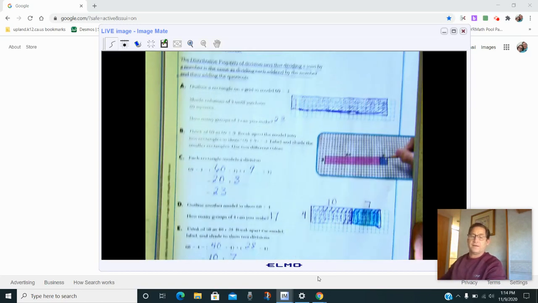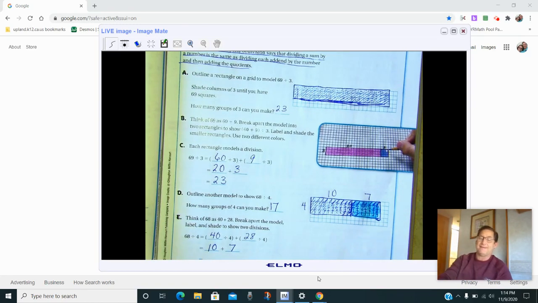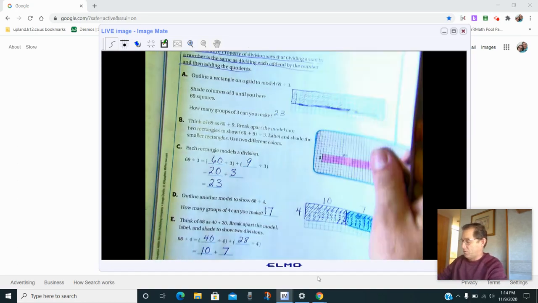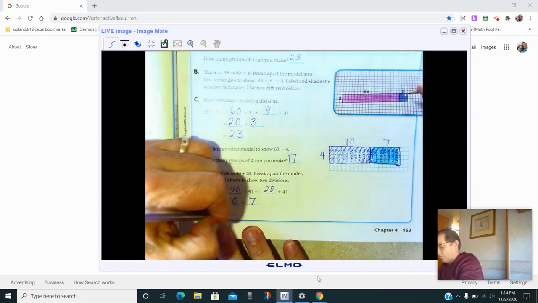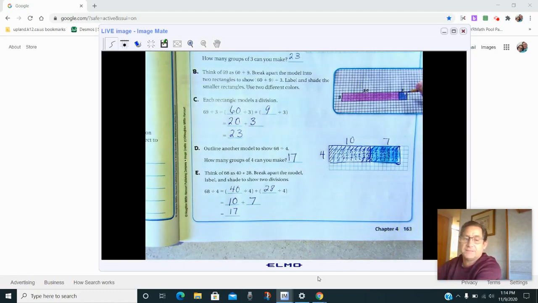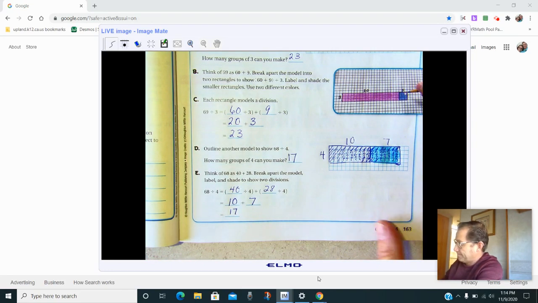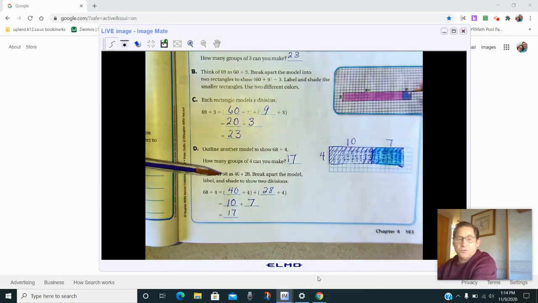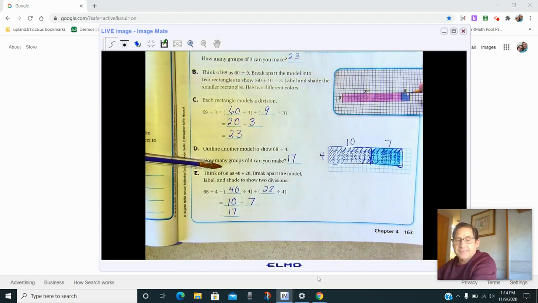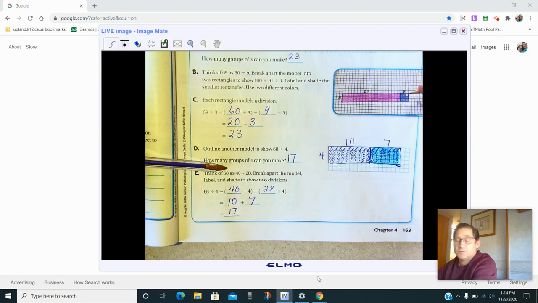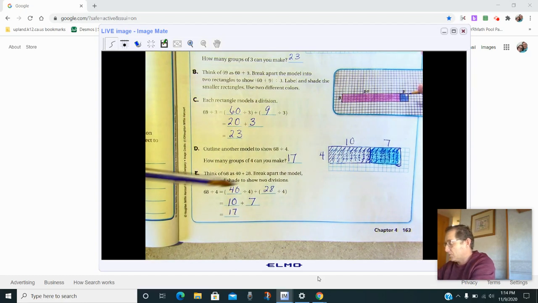And we could have broke up our rectangle like that. 4 times 10 is 40. 4 times 7 is 28. So we have 4 rows of 17. Okay. So the numbers we choose when we break up our dividend into smaller numbers, we want to have multiples of the divisor. Okay, that's the important part.